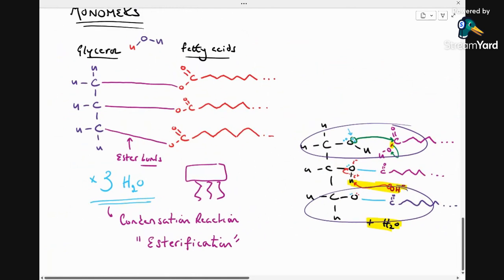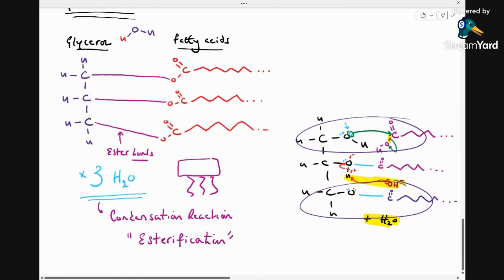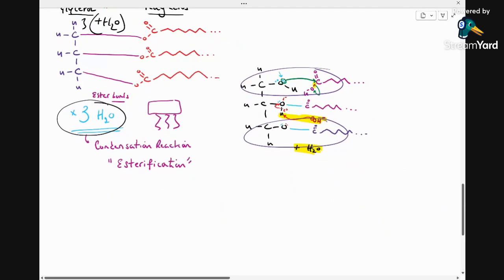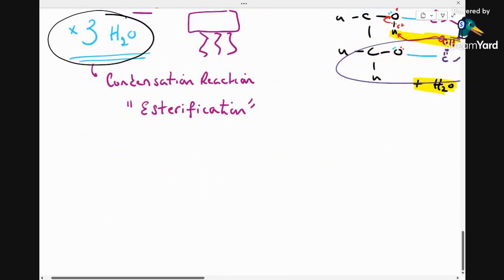The only thing to point out is, of course, the reverse is true. You can hydrolyze these bonds and you can reinstate the 2 monomers, the glycerol and the 3 fatty acids, by adding water in. So obviously we produce water because it's condensation. But if you were to add water, add 3 waters, then you would hydrolyze these bonds and you would reproduce your glycerol and your fatty acids. And that is achieved, of course, by lipase.